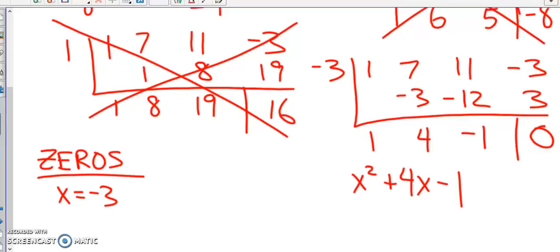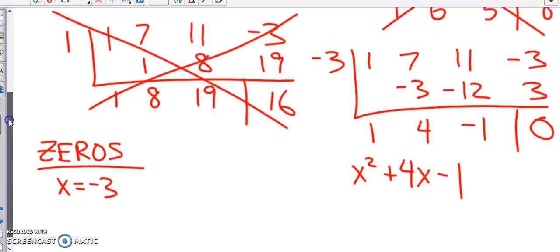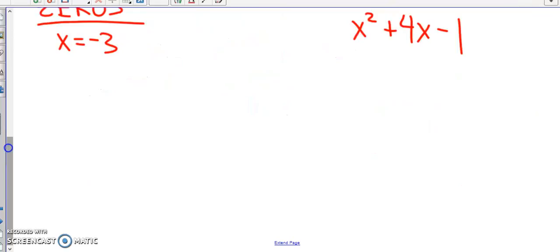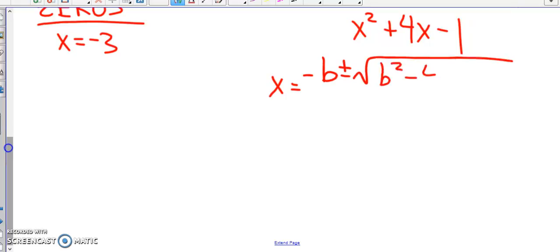So we decided that we were going to use the quadratic formula to help solve that. So it's going to go a little something like this.